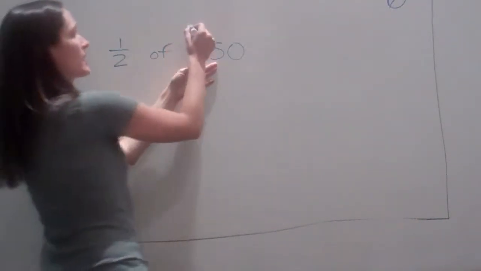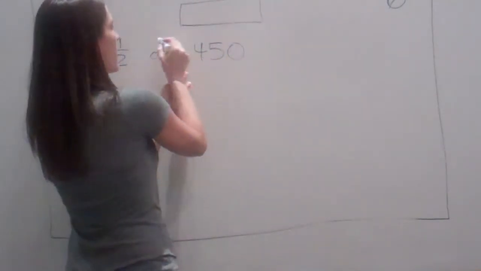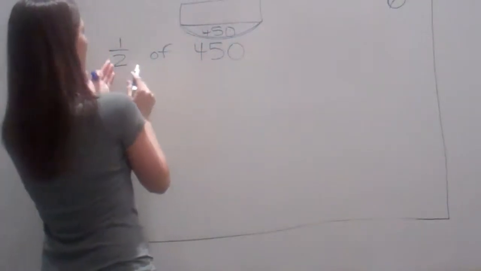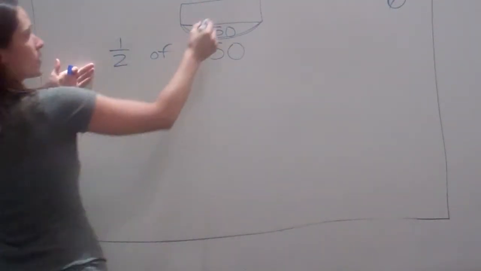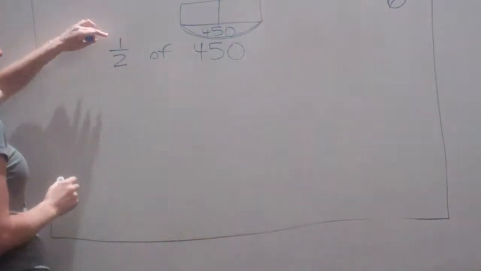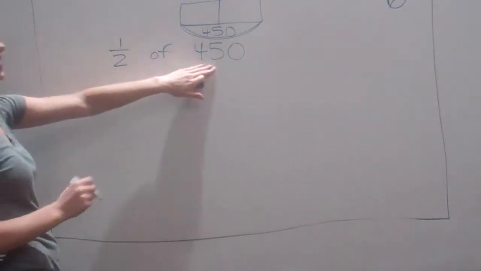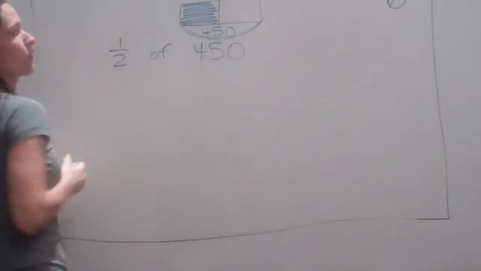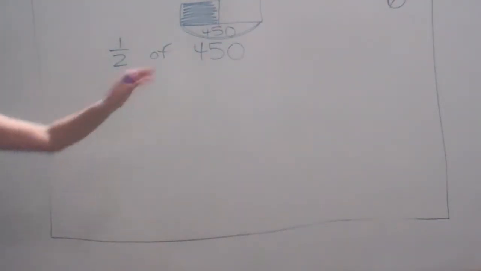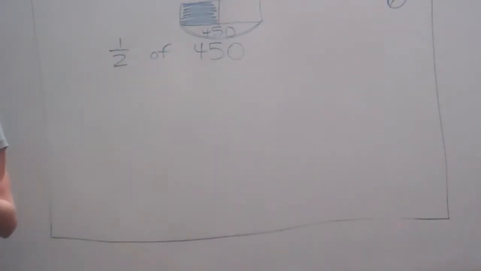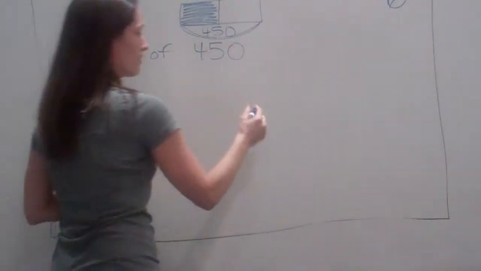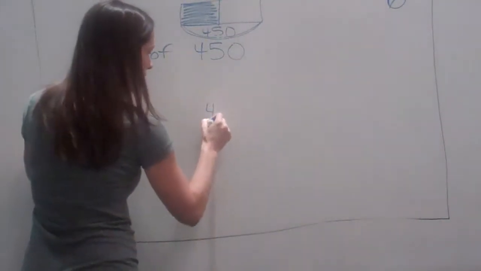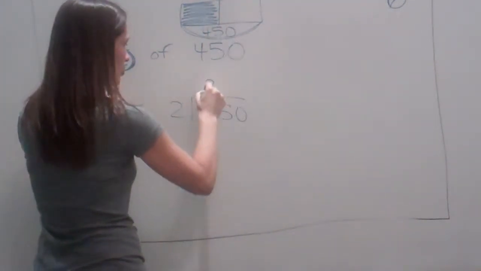What this would look like is this, if I were to set it up. This whole thing is worth 450. And how many parts is it broken up in? 2. 1, 2. And I'm wanting to know 1 out of 2 is this. So I want to know what half of 450 is. So how many parts would I divide 450 into? 2. Because how many parts do I have? 2. That's a very key number that you need to know. So I'm going to take 450 and divide it by 2.